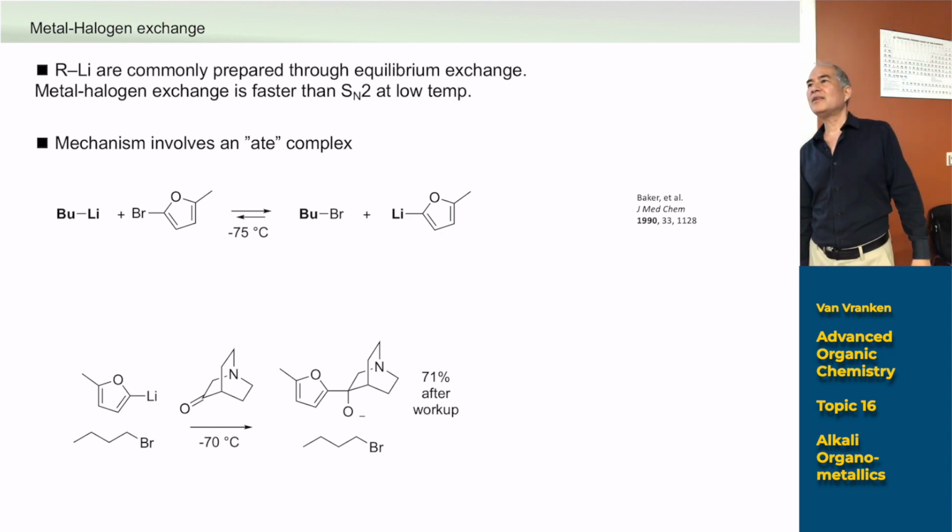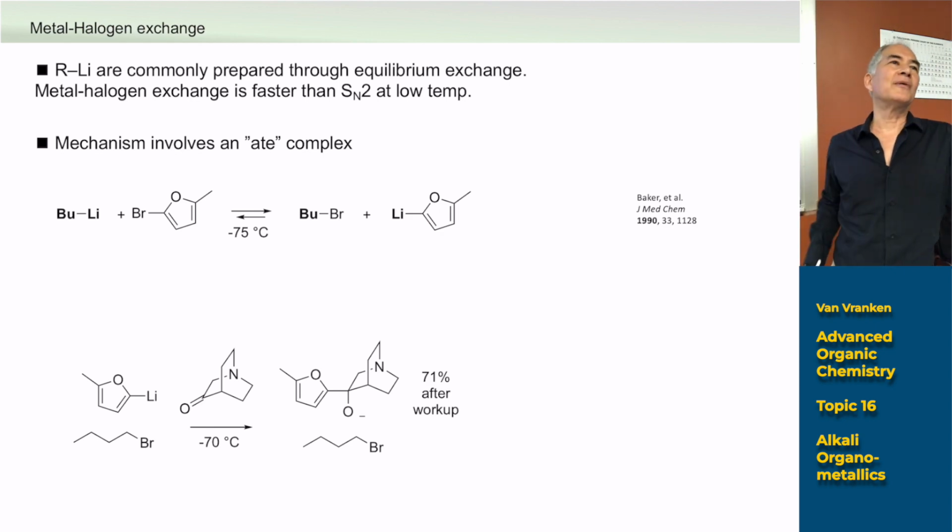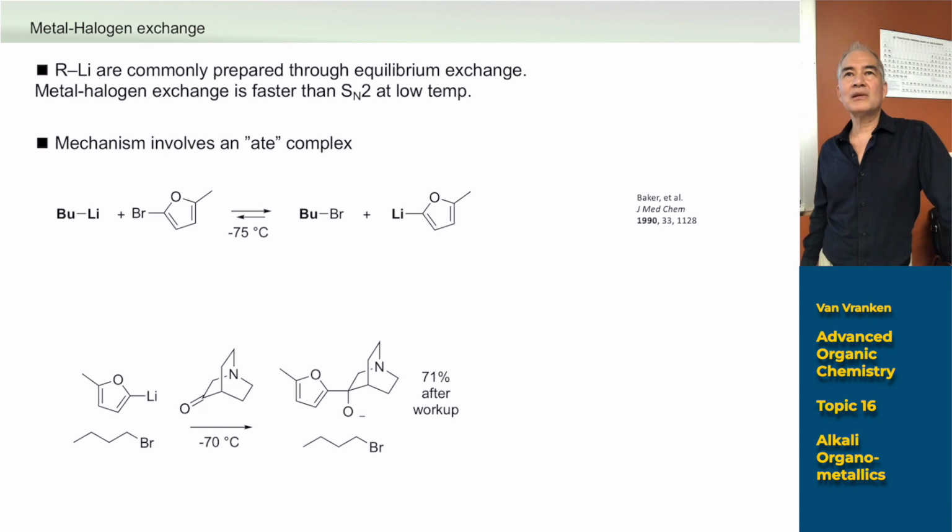You add butyllithium to the alkyl bromide, and you get the alkyl lithium. Now, what's going on there? You've never seen that before. You can just take an alkyl lithium and add it to an alkyl bromide, and it turns the alkyl bromide into an alkyl lithium. Not lithium metal, butyllithium in this case.